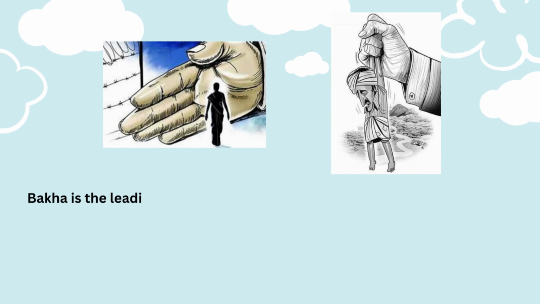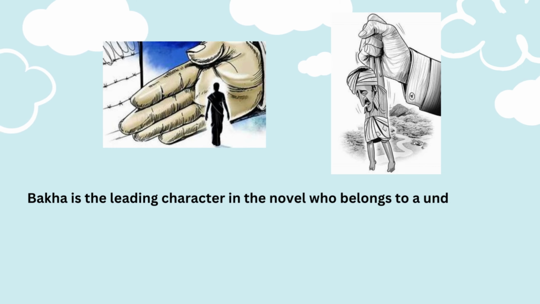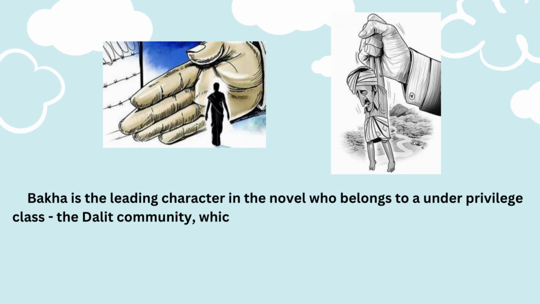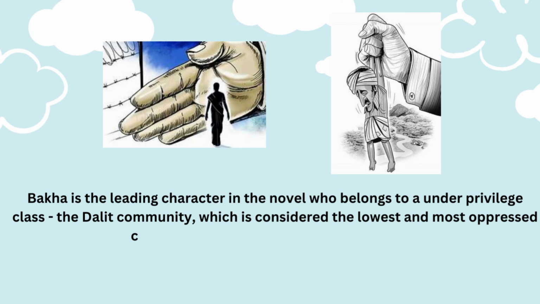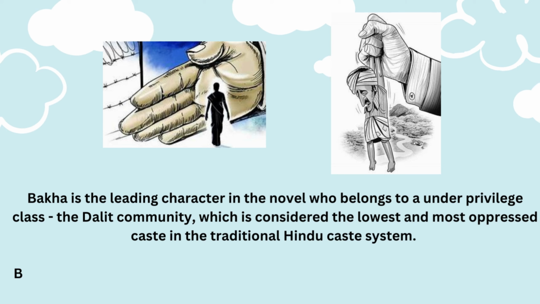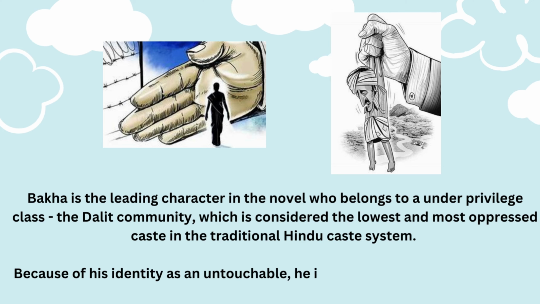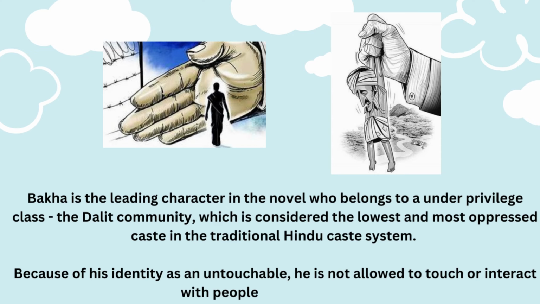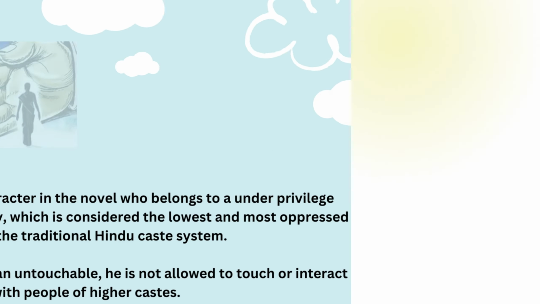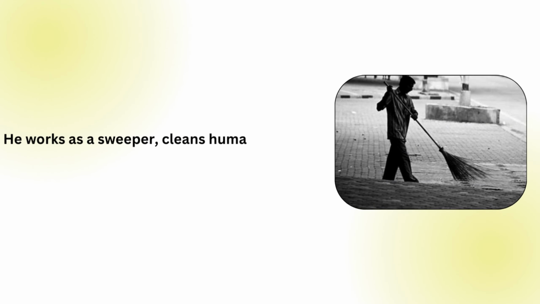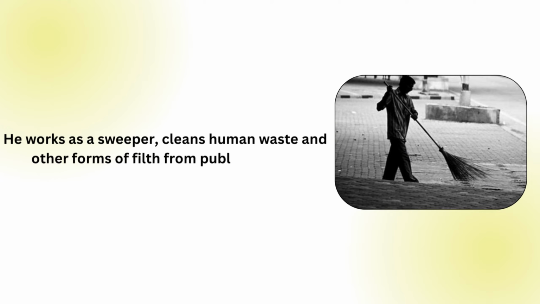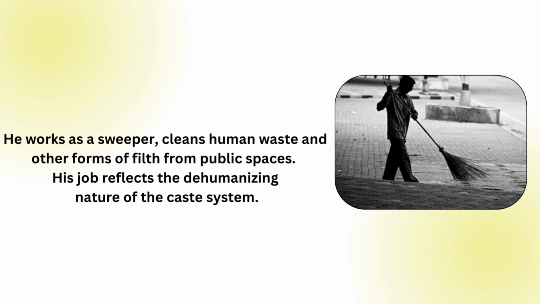Bakha is the leading character in the novel, who belongs to an underprivileged class, the Dalit community, which is considered the lowest and most oppressed caste in the traditional Hindu caste system. Because of his identity as an untouchable, he is not allowed to touch or interact with people of higher castes. He works as a sweeper, cleaning human waste and other forms of filth from public spaces. His job reflects the dehumanizing nature of the caste system.